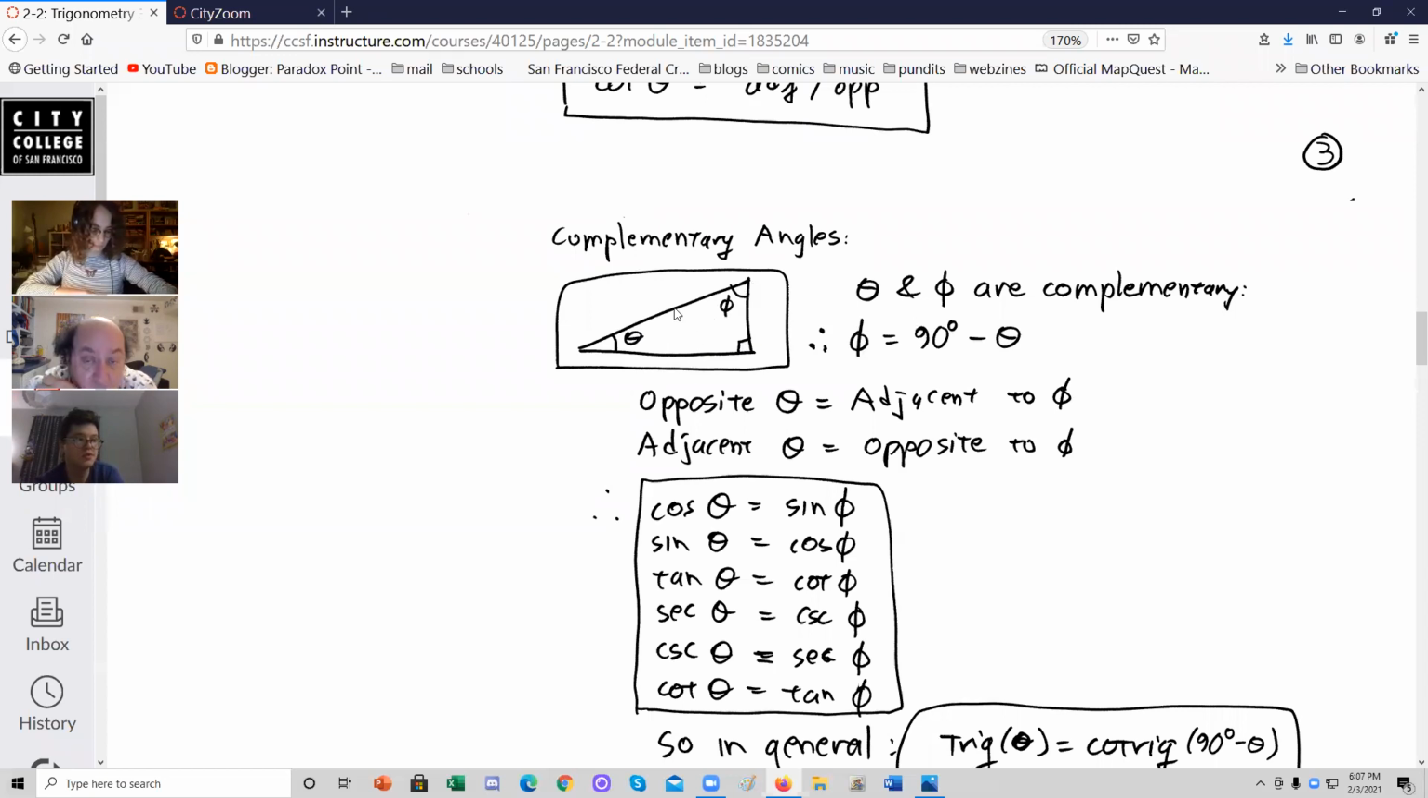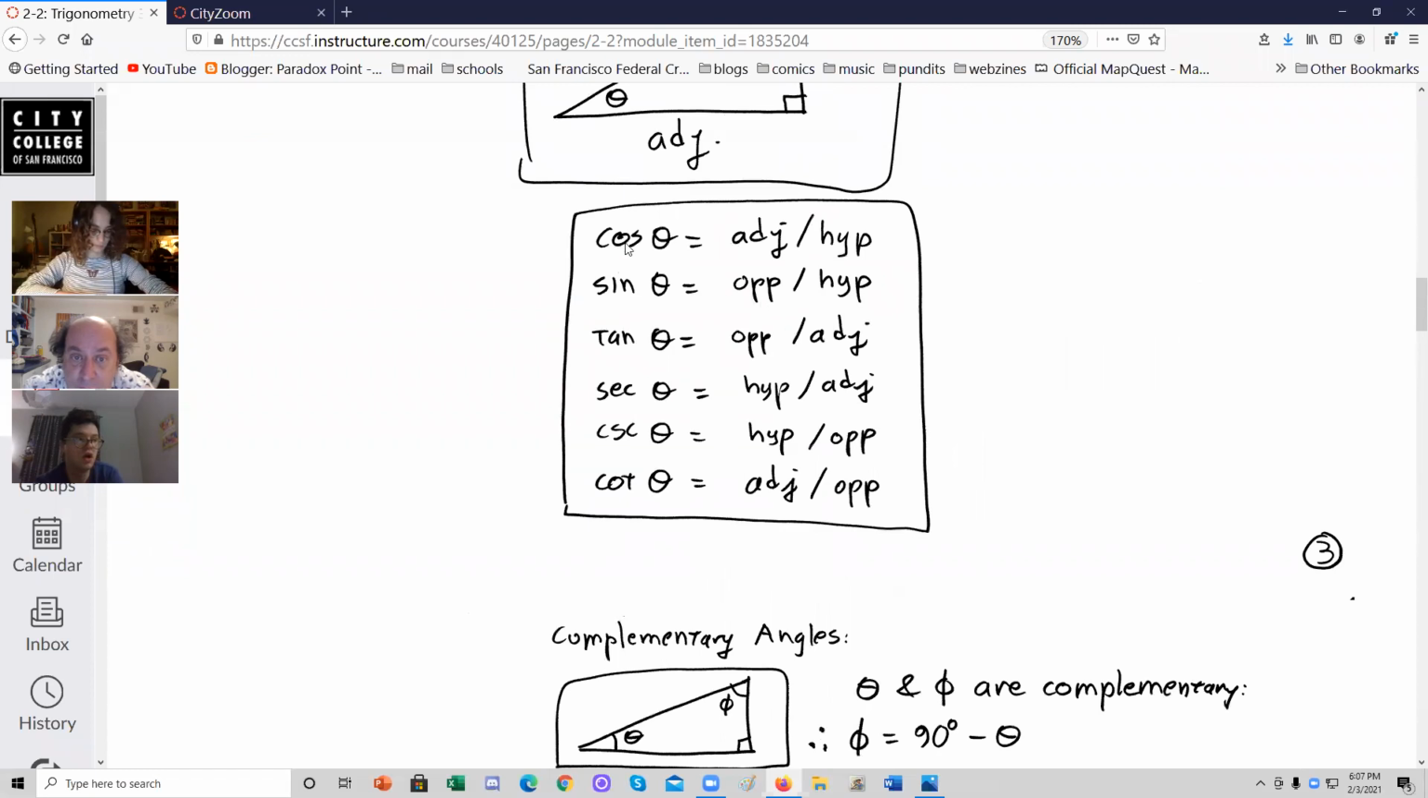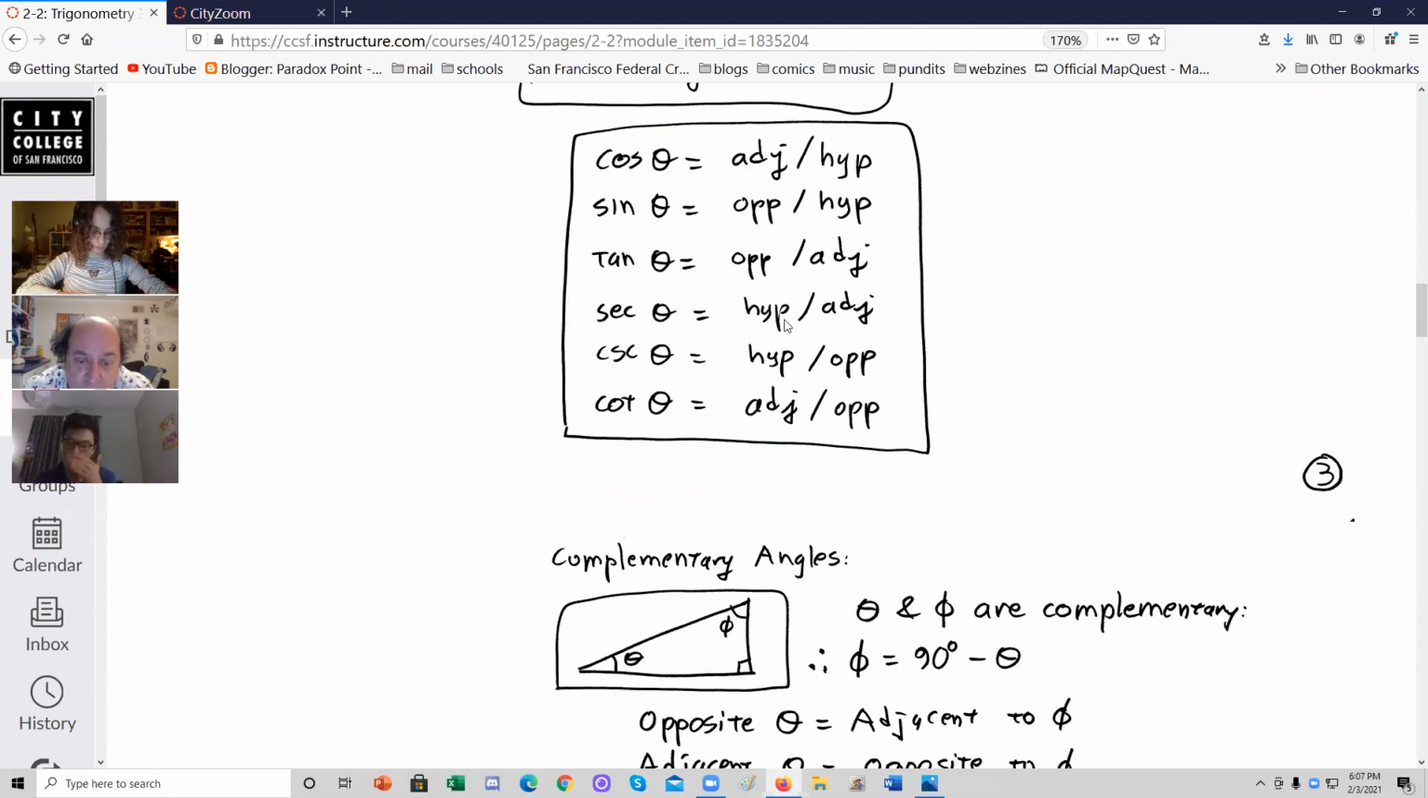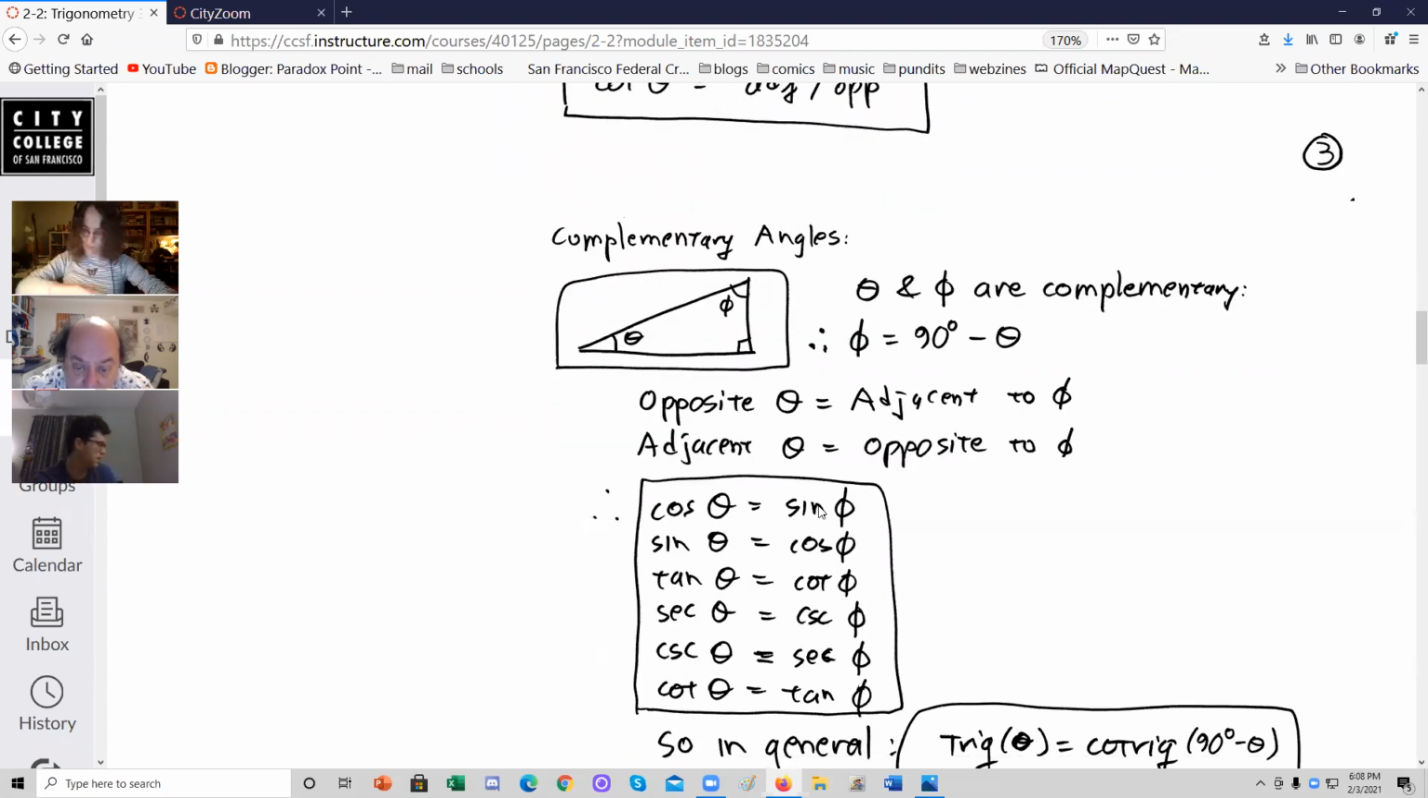But they have the same hypotenuse. And therefore, cosine of theta is adjacent over hypotenuse, adjacent theta, but compared to phi, it's opposite. So you get cosine theta equals sine phi. And by the same logic, sine theta equals cosine phi. And then if you go on to the rest, things swap around. Secant theta is cosecant phi, because these are reciprocals. Cosecant theta is secant phi, because these are reciprocals.